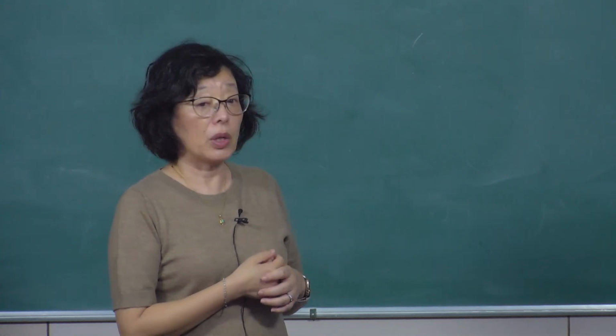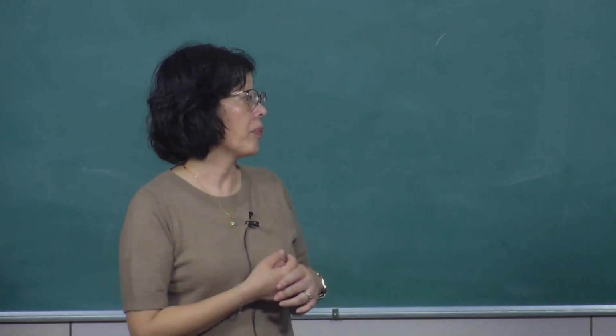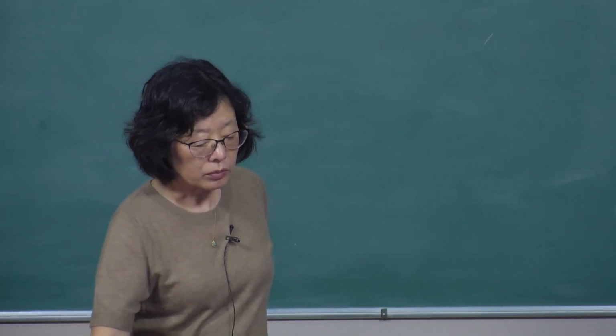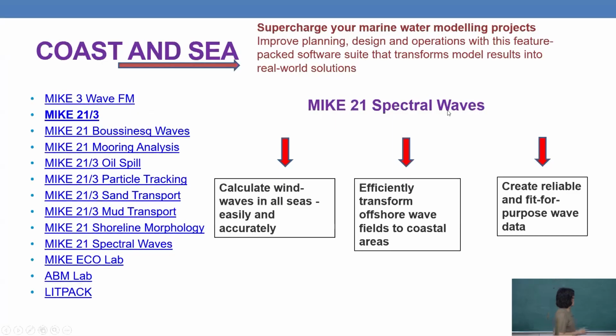But when we come to the wave model, we use MIKE 21 SW, the spectral wave model. So these are different modules we have been able to use. I use MIKE 21 and MIKE 3. MIKE 21 we have been using for the wave model and also for the flooding model. MIKE 3 I use a lot for the bay area and the lake and also the reservoir.